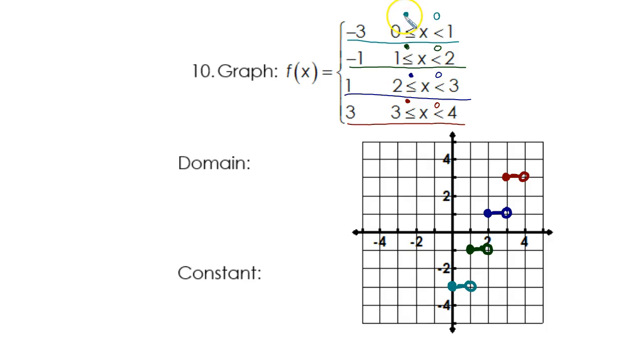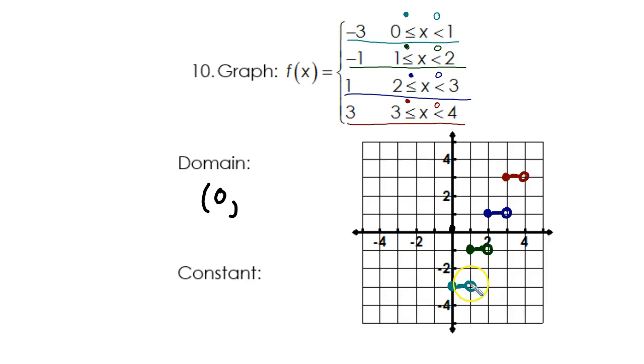And again, I've used the open circles and closed circles. For the boundaries that had less than or equal to, they got closed circles. And for the boundaries that included less than, they got open circles. So what is our domain? The least x value that we have is x equals 0.